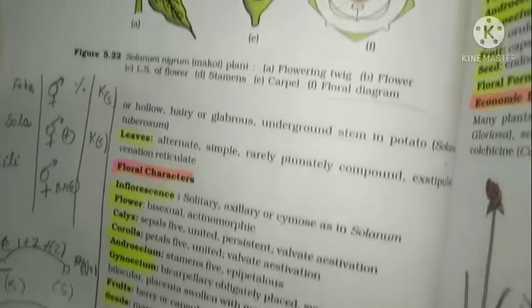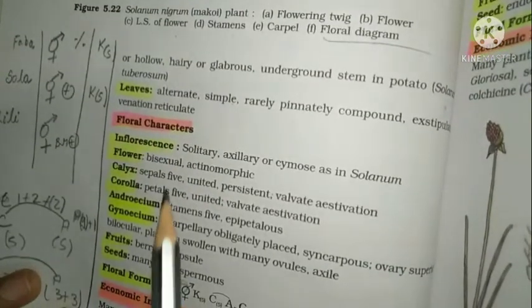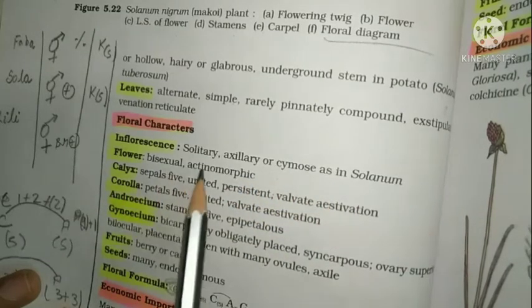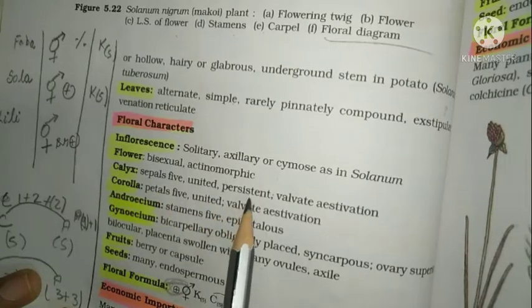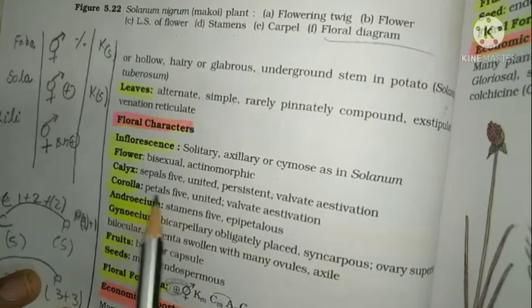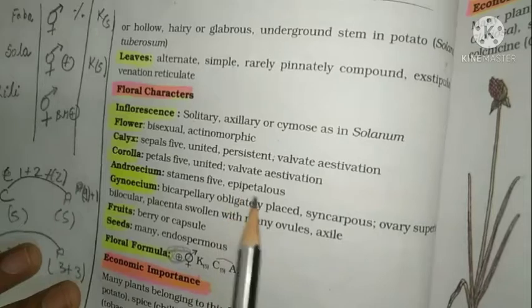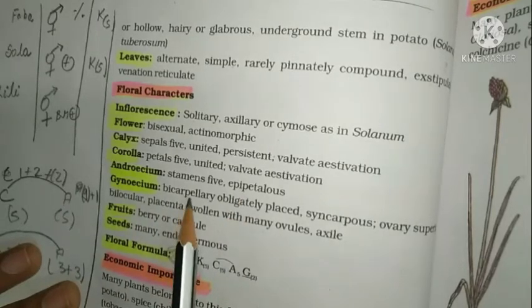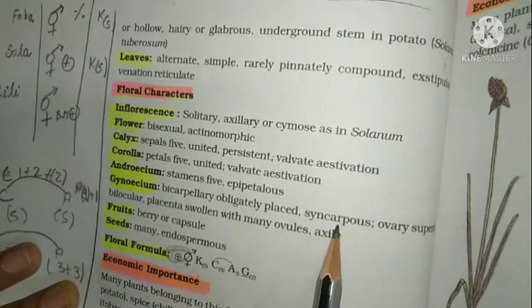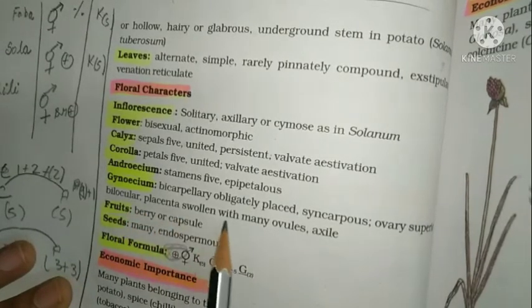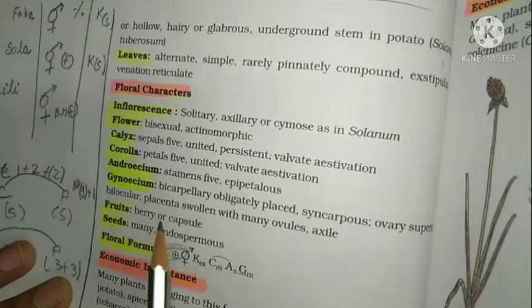Floral formula: inflorescence solitary, axillary, or cymose as in Solanum. Flower is bisexual, actinomorphic. Calyx: sepals 5, united, persistent, valvate aestivation. Corolla: petals 5, united, valvate aestivation. Androecium: stamens 5, epipetalous. Gynoecium is bicarpellary, obliquely placed, syncarpous, ovary superior, bilocular, placenta swollen with many ovules, axile. Fruit is a berry or a capsule. Seed has endosperm.